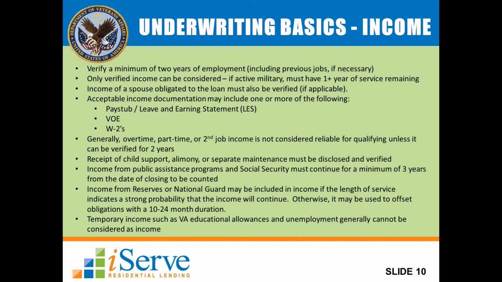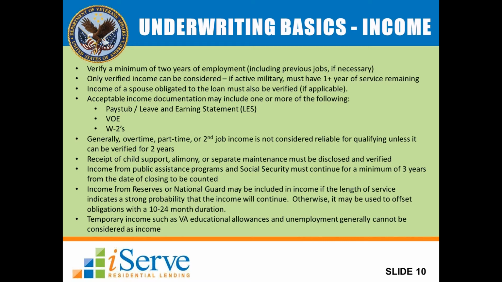If they are in the reserves or National Guard, we can include that income as long as we have a substantial history that gives us reason to believe that that income will continue going into the future. If we don't have that comfort level, you can still use that to offset obligations that are, let's say, installment debts that are between 10 and 24 months remaining in duration.